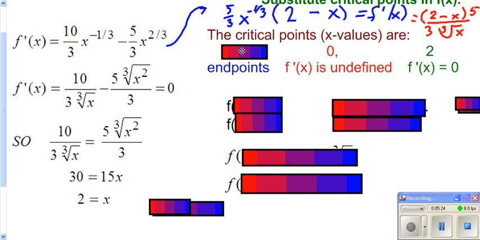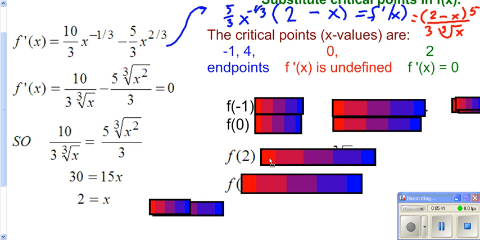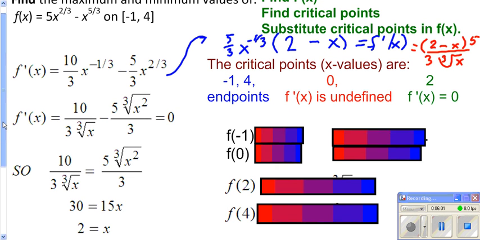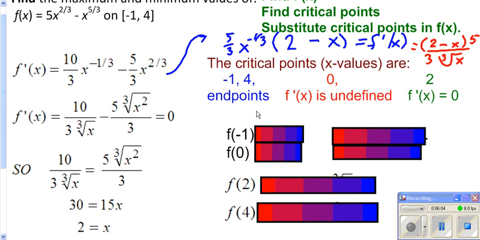And we also need to test our endpoints. That was the -1 and the 4. We're going to go ahead and check our critical points. So we're going to try to find f of -1, f of 0, f of 2, and f of 4. Remember, in trying to evaluate these, that you have to plug them back into your original function. You don't want to use your derivative. You use your derivative to come up with the critical points, but to evaluate them, you plug it back into your original function.